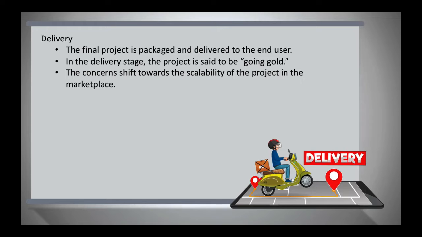In this stage, the gold master is going to be packed and delivered to the user. The term used at this stage is going gold. The concern in this stage is about the scalability of the product in the marketplace. Means, the commercial value of the product. Is the product strong enough to enter the market?